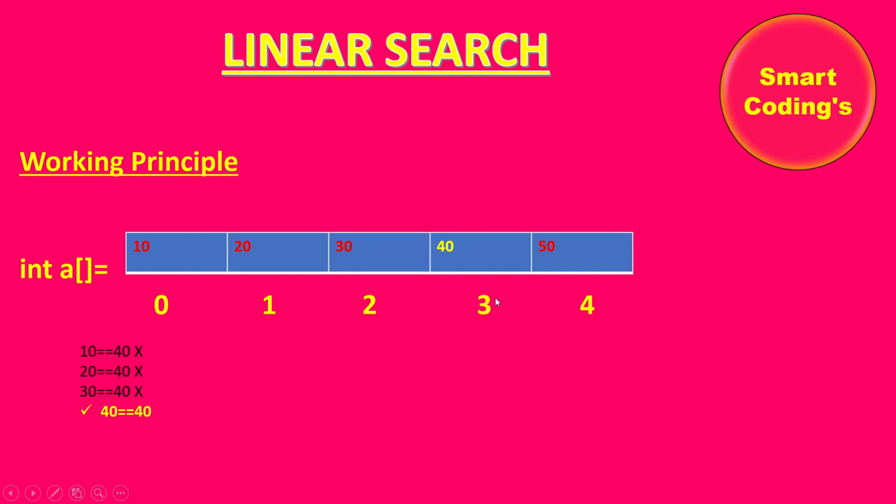So once the match is found, the index number of this element will be returned. So this is how it works. That means if the array list is big, say 100 elements, then 40 will be checked with all the 100 elements, which is time consuming, right? So to solve this problem, the binary search technique is used, which we'll be covering in the next video tutorial.